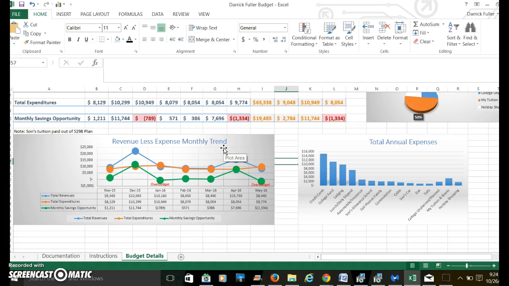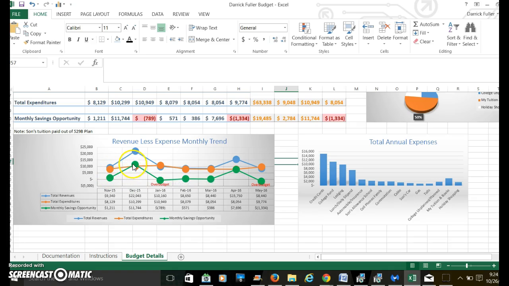If we go here by month, we plot revenue, expenditures, and savings opportunities. So revenues would be the blue bar or the blue line. Expenditures would be the orange, and green, hopefully every month is green, would be saving opportunities.